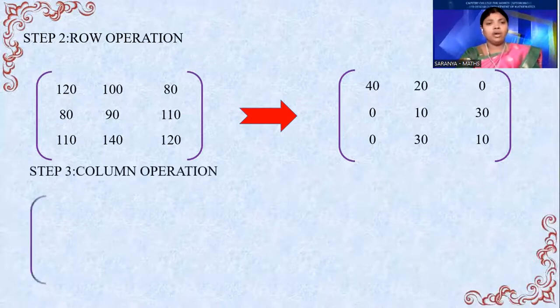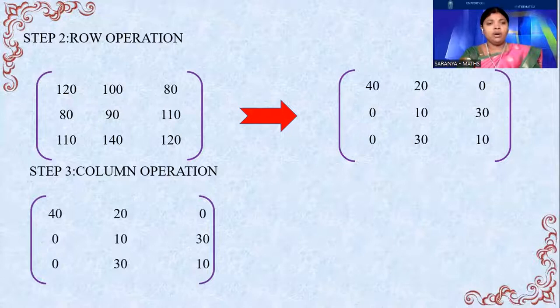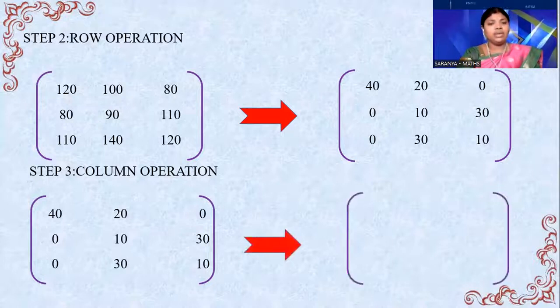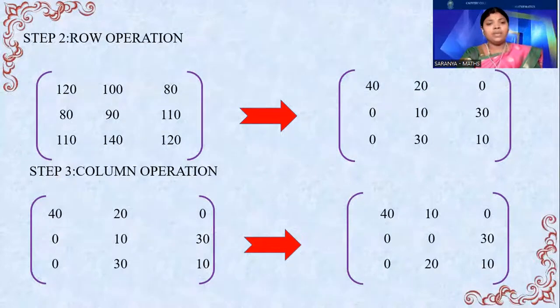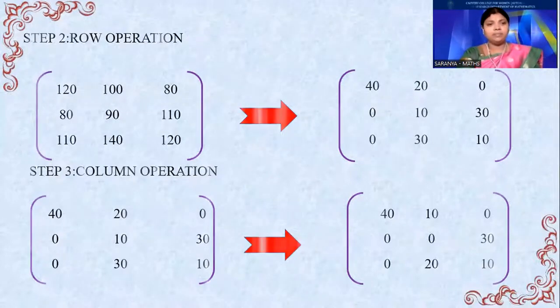Now we move on to column operation. From the row reduced matrix, we follow the column operation. In column 1, 0 is the least element, therefore the first column remains unchanged. In column 2, 10 is the least element, therefore 10 is subtracted from all the elements of column 2. In column 3, again 0 is the least element, therefore column 3 remains unchanged.